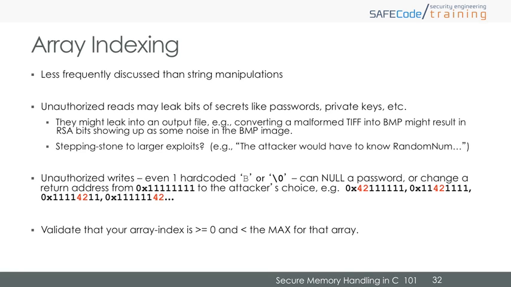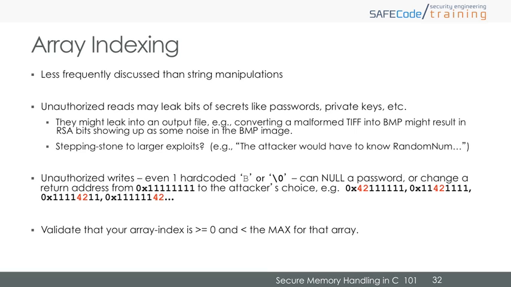Even a hard-coded letter B or null written to an attacker-controlled location of memory could change 1 byte of a return address to allow the attacker to redirect the flow of program code to some other location in memory, or could null out something like a password.